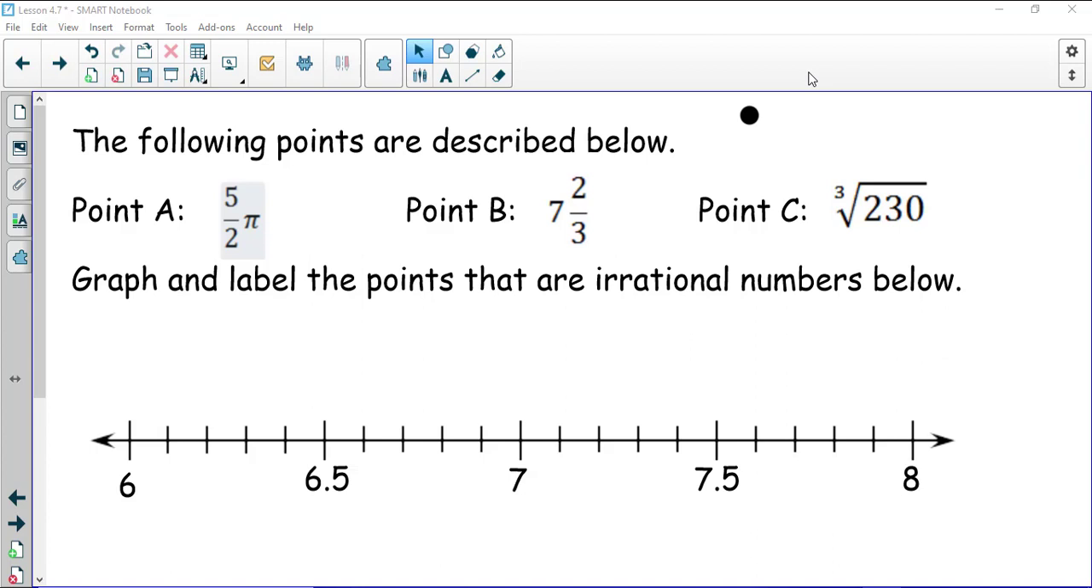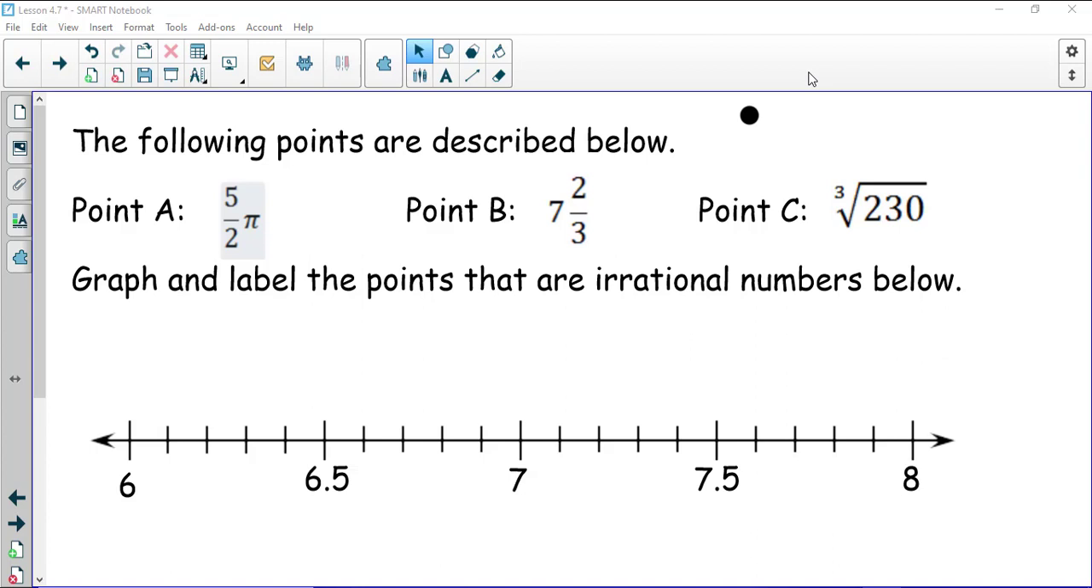So we've got to graph these, but we're only graphing those that are irrational. So we want to identify whether they're rational or irrational first. Something to point out here is I would let you use calculators for a question like this because you don't necessarily know what these are as decimals off the top of your head. So point A, 5 over 2 pi. Pi is irrational itself, and if you multiply it by 5 over 2 or 2.5, it's still an irrational number.